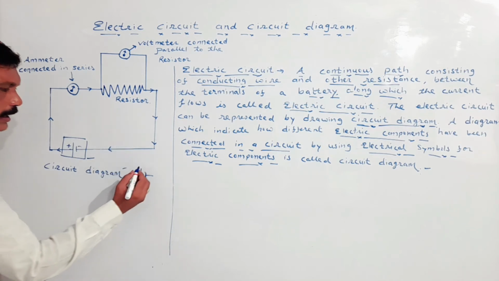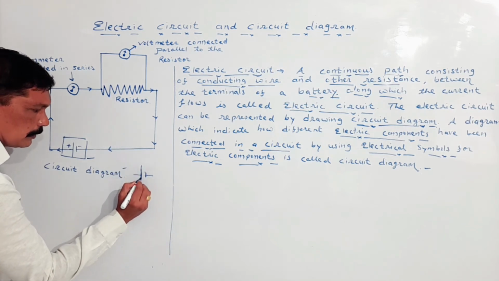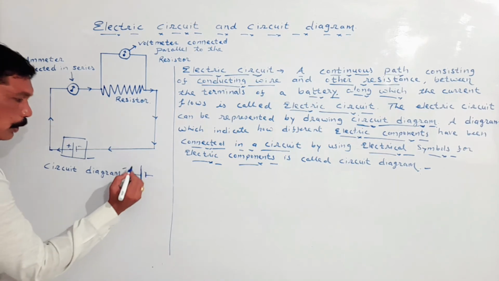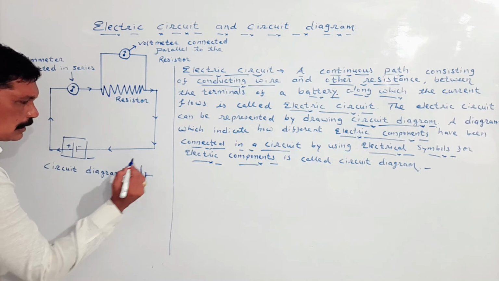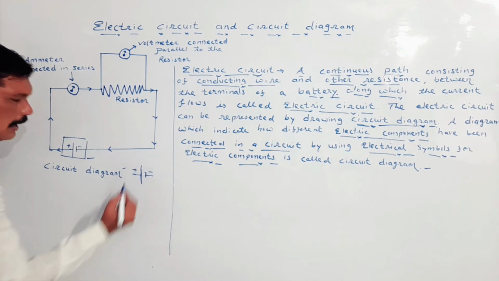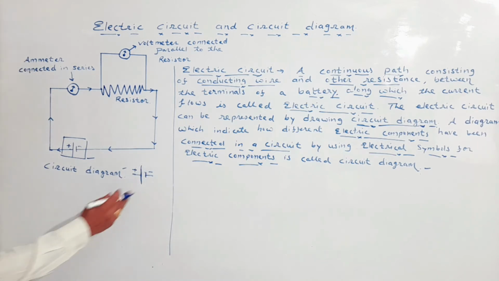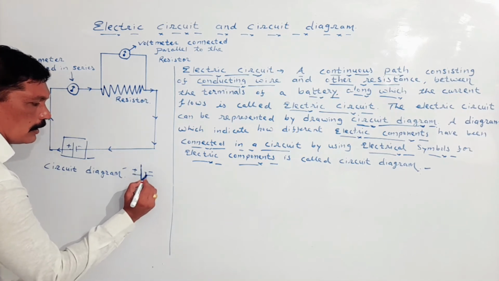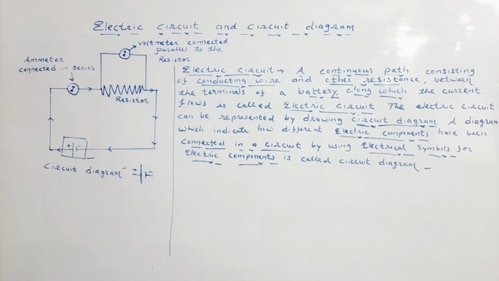The positive terminal line is shown and a negative terminal line is shown. The positive terminal is marked by plus and negative terminal is marked by minus. The positive terminal line is longer in length than the negative terminal line.